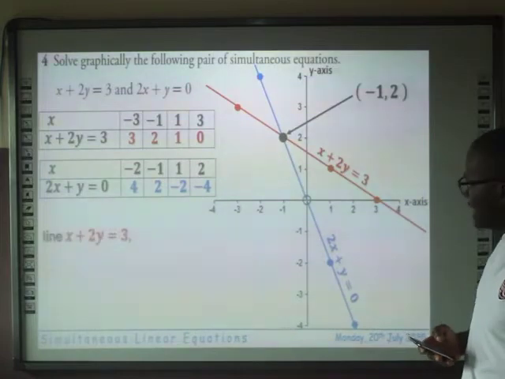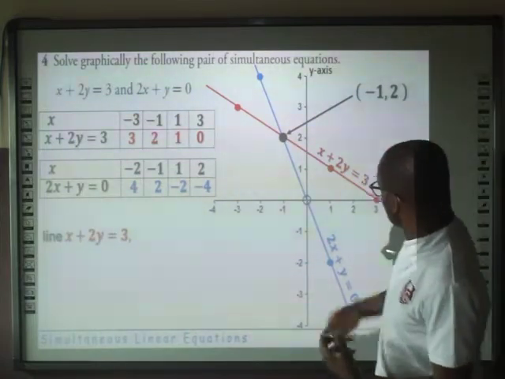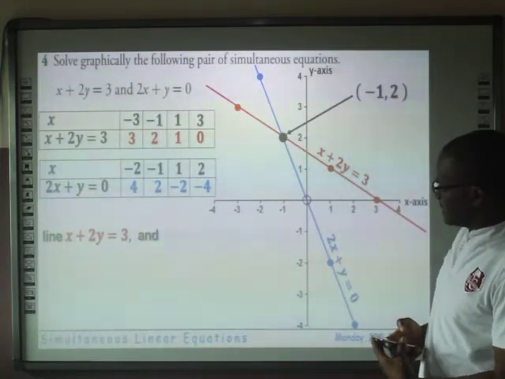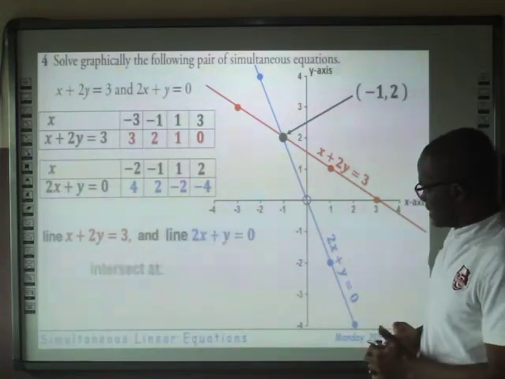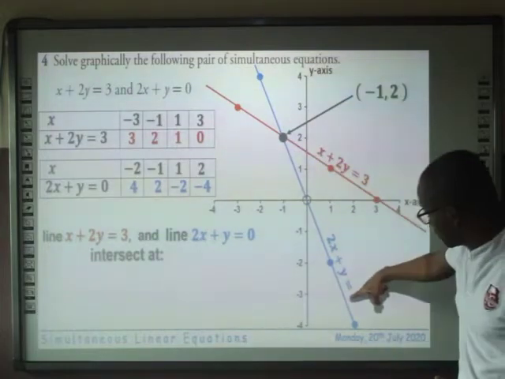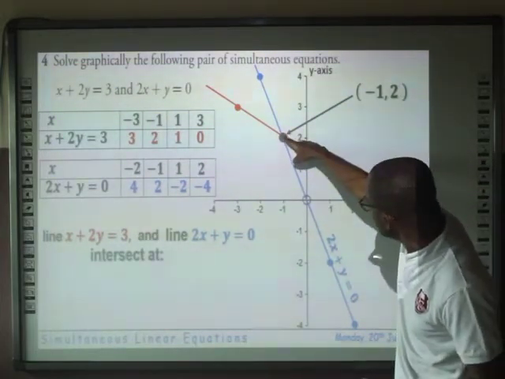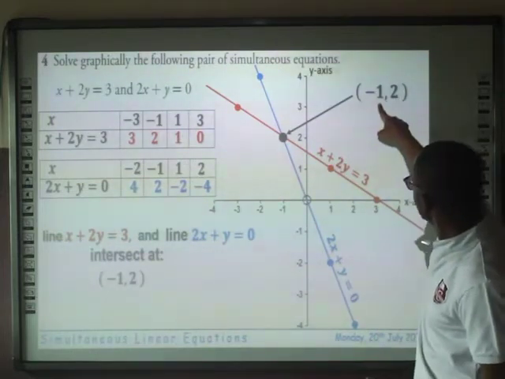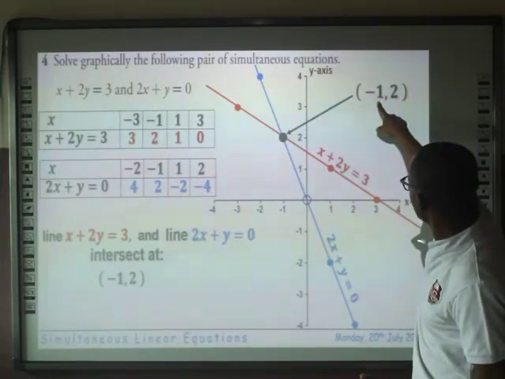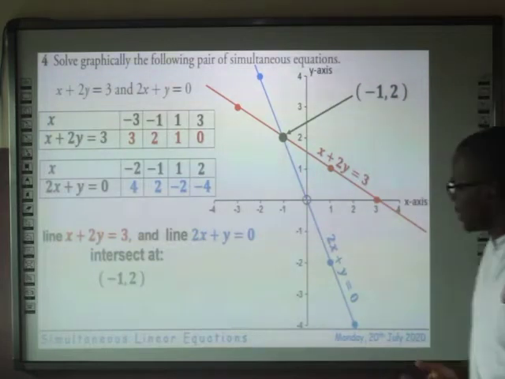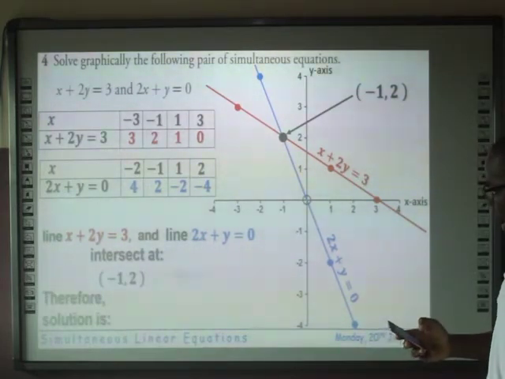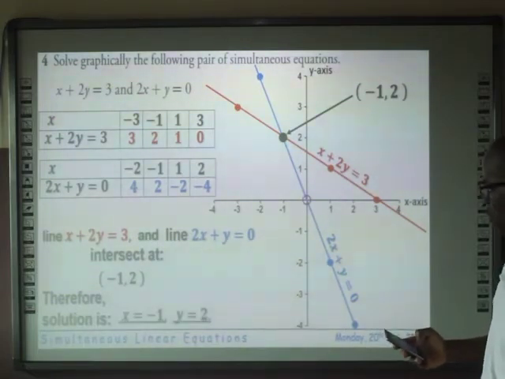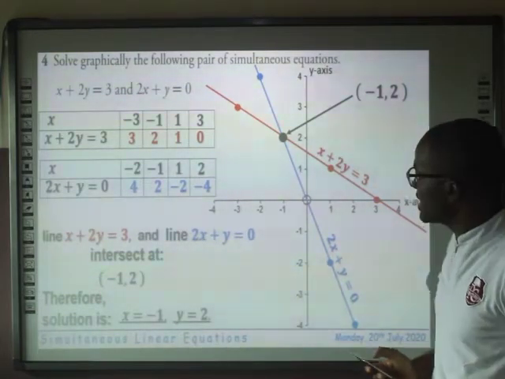So there you go. The line x plus 2y is equal to 3, that's the red line, and the line 2x plus y is equal to 0, they intersect, that is, they meet each other at minus 1 and 2, meaning the x value is minus 1 and the y value is 2. So the solution will be x is equal to minus 1 and y is equal to 2. And you're done. Okay, question number 4.